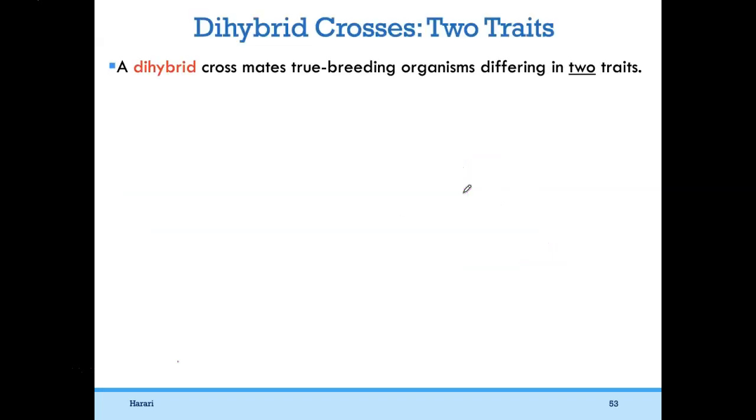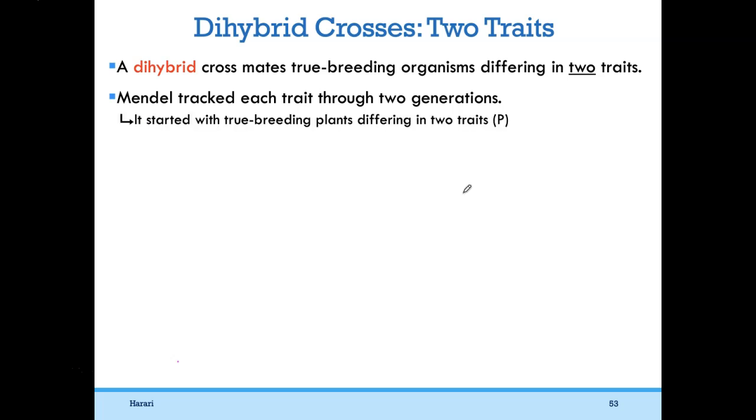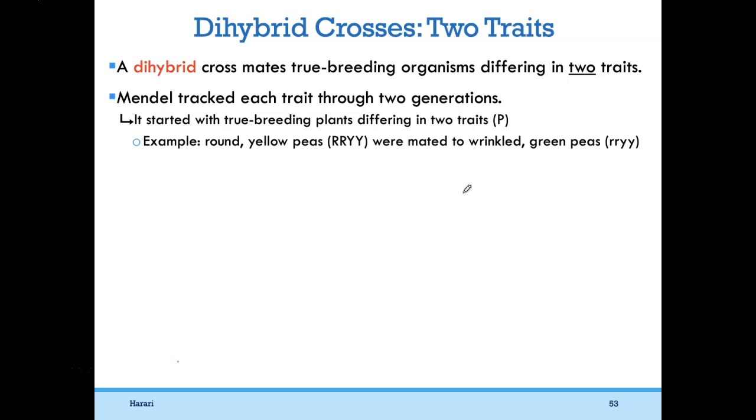So now I want to quickly go through what are called dihybrid crosses. A dihybrid cross mates true breeding organisms that differ in two traits. This is different from a monohybrid cross. For these, Mendel tracked each trait through two generations, the P, F1, F2 generation, right?